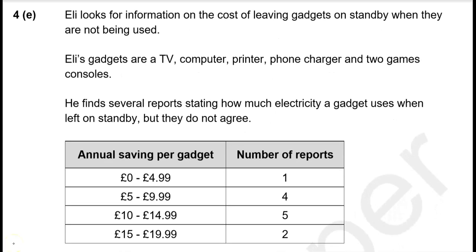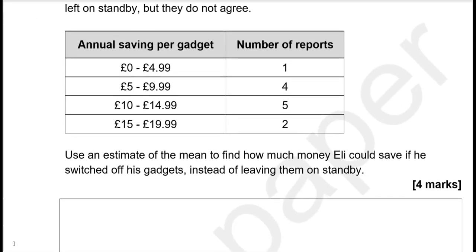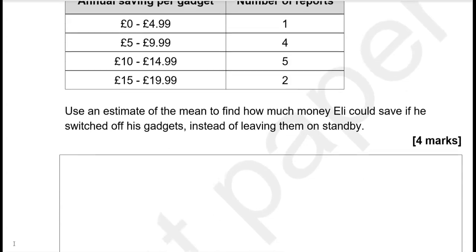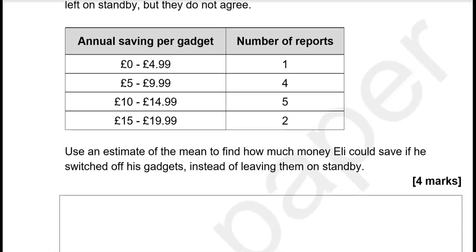Ellie looks for information on the cost of leaving gadgets on standby when they are not being used. Ellie's gadgets are a TV, computer, printer, phone charger, and 2 game consoles. He finds several reports stating how much electricity each gadget uses when left on standby, but they do not agree. Use an estimate of the mean to find out how much money Ellie could save if he switched off his gadgets instead of leaving them on standby. So we're going to estimate the mean using a midpoint.